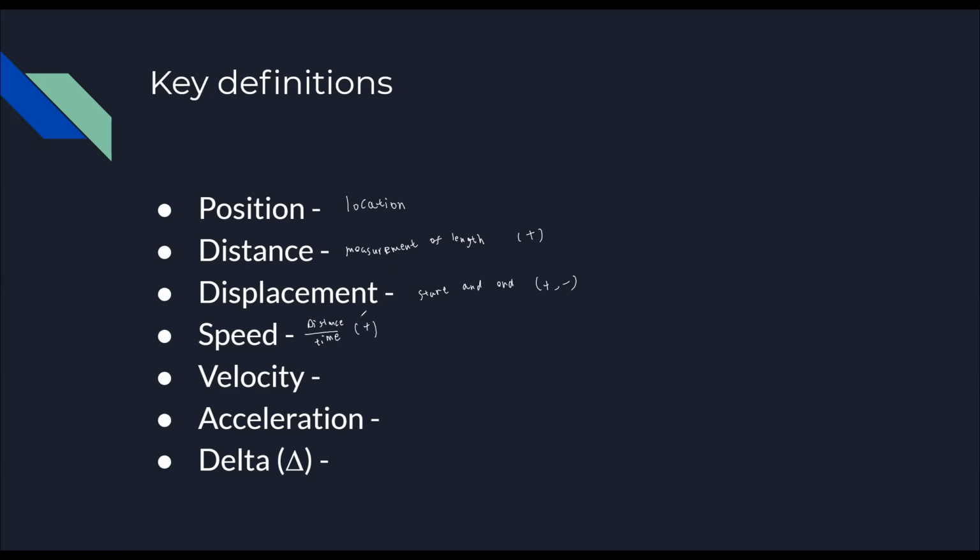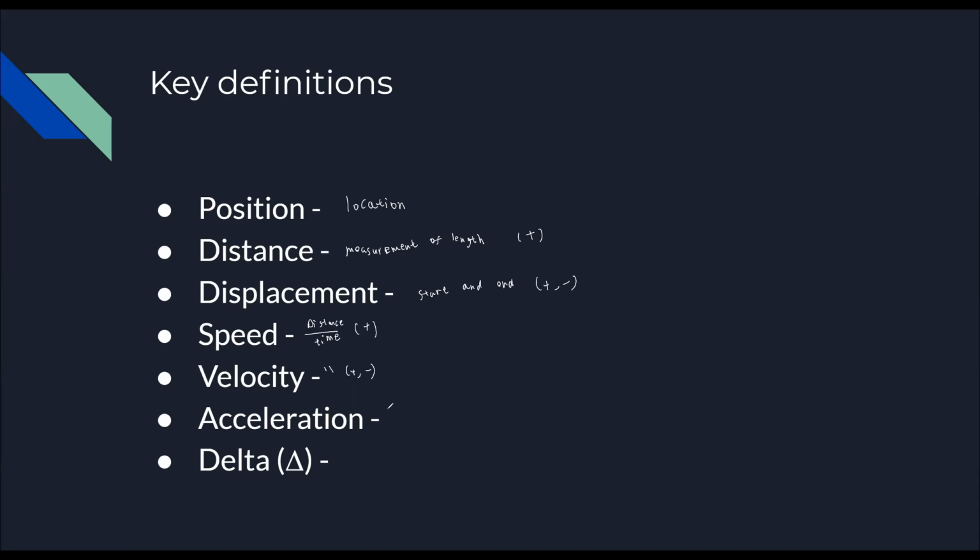Velocity, on the other hand, is different, because velocity is speed with a direction. So velocity can actually be negative. It can be positive or negative, and you can use the same formula as for speed. Acceleration, or constant acceleration, is the rate at which the velocity changes. The change in velocity is divided by the time it took, which gives the acceleration.